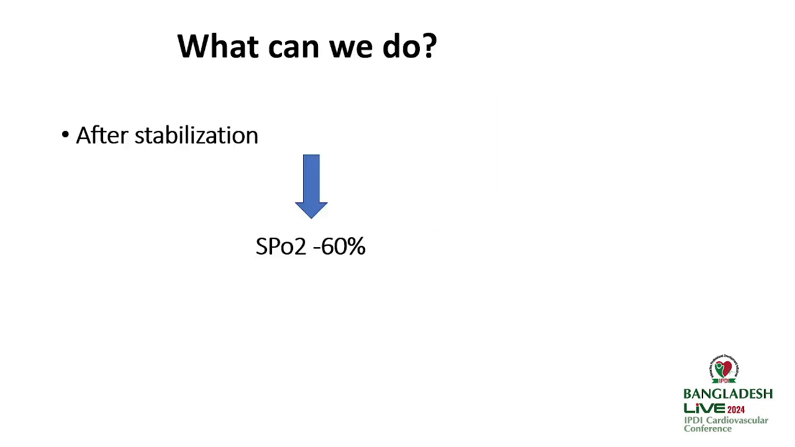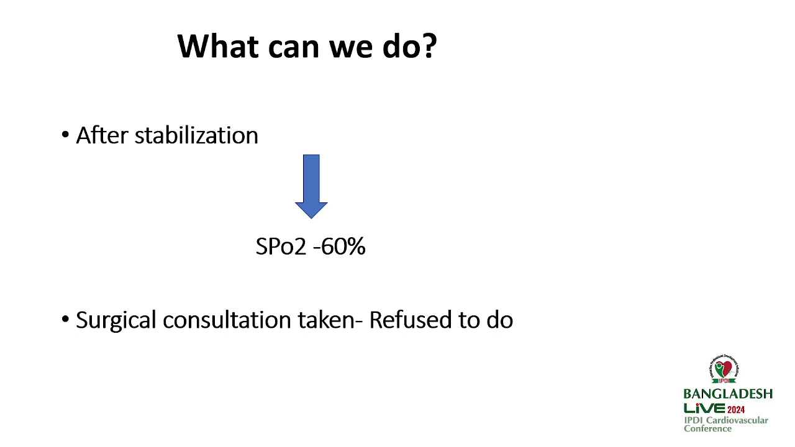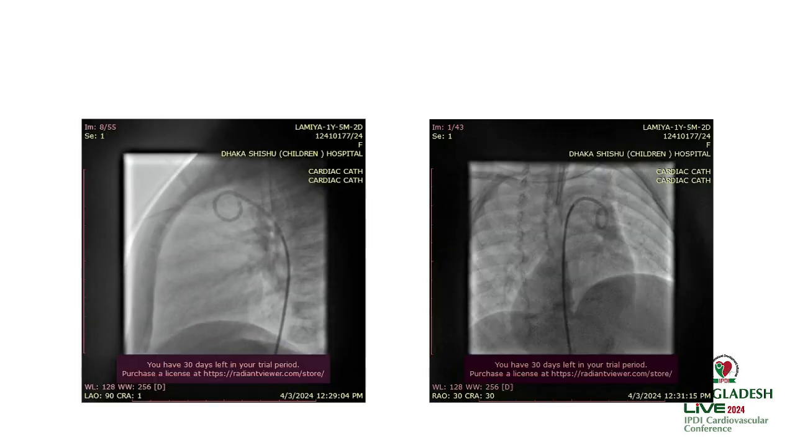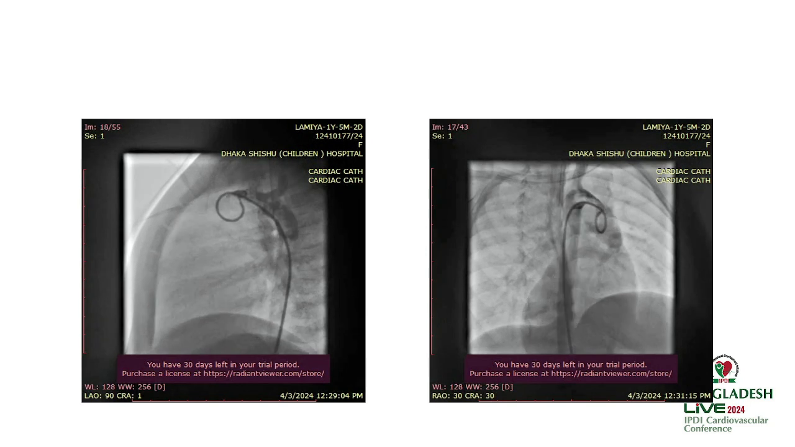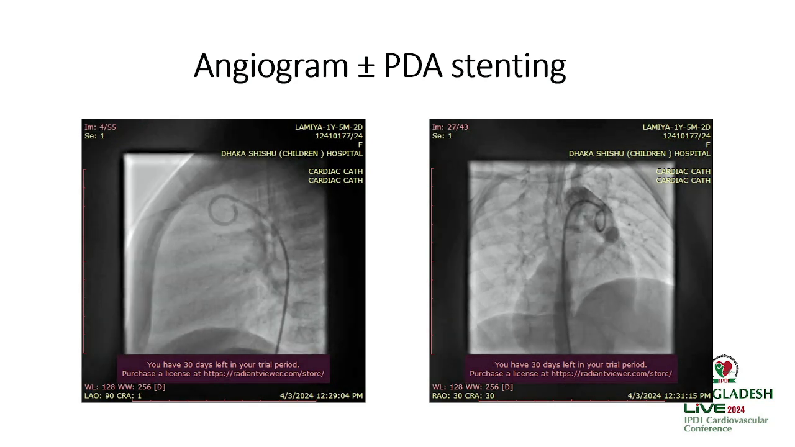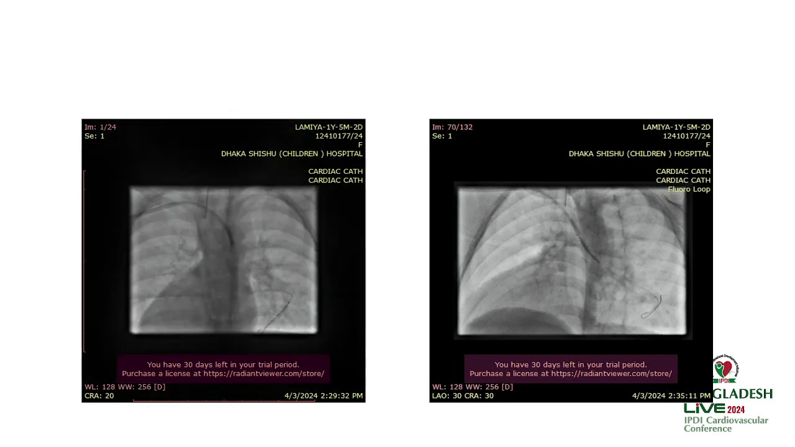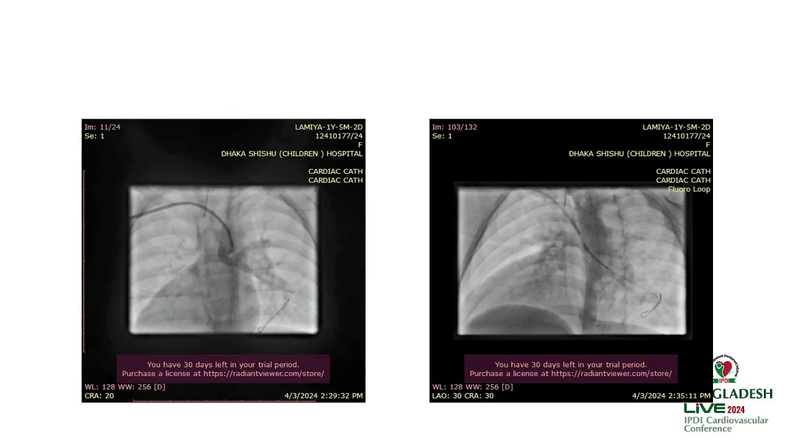After stabilization, saturation increased up to 60%. Surgical consultation was taken. There were hypoplastic confluent pulmonary arteries, so they refused at this stage. We went for angiogram. Arch angiogram in lateral and RAO position did not delineate the PDA clearly. We went through a right axillary approach, and the PDA originated from the under surface of the arch.